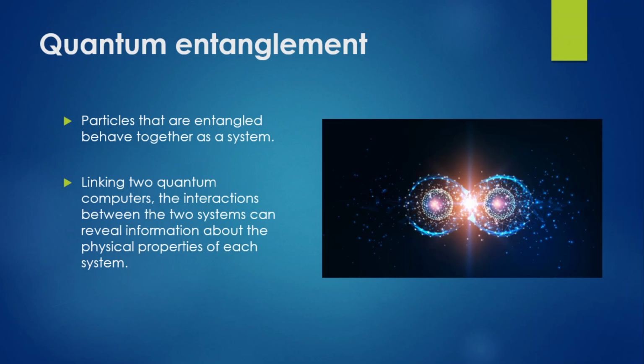Okay, quantum entanglement. Particles that are entangled behave in the exact same way. It's like they're the same, just that they aren't actually the same, they only behave the same. And when you do this with a quantum computer, you can actually double the power, and they will behave exactly the same as if they were working on their own.